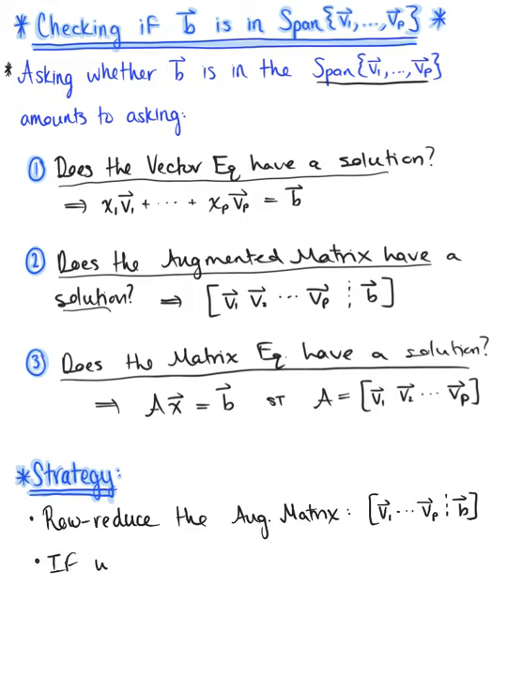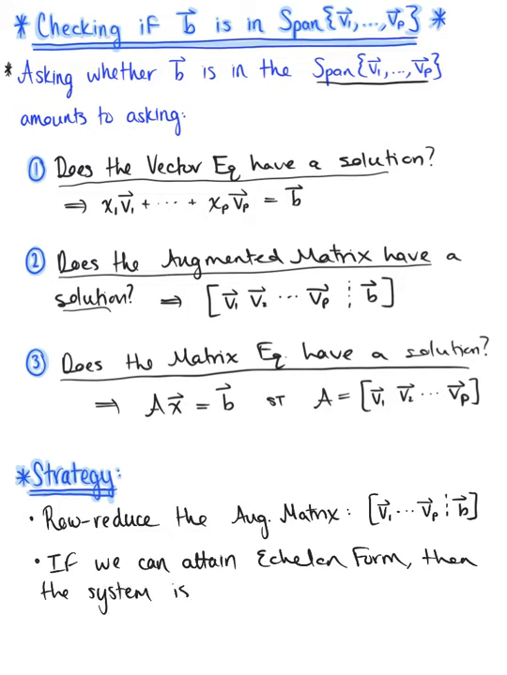So if we can attain echelon form, then we know that a solution exists, or then the system is consistent and a solution exists. And at least one solution exists. So this tells us, in other words, that vector b can be written as a linear combination of the columns of matrix A.